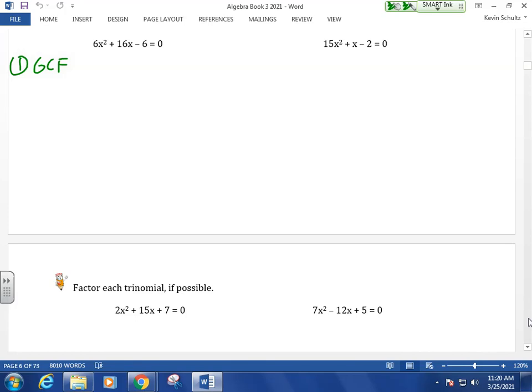Every hand's in the air again. I can only call on one of you, though. Lauren. Not 3. 3 does not go into 16. It is 2 again. Okay?